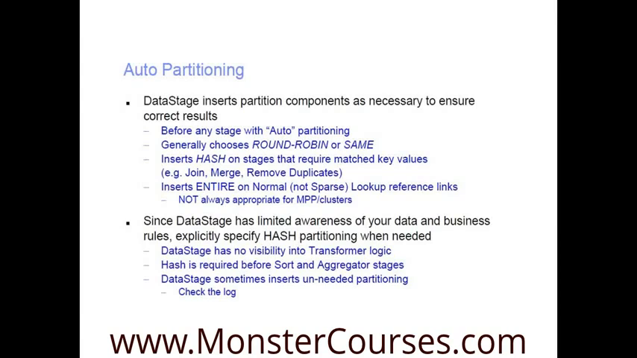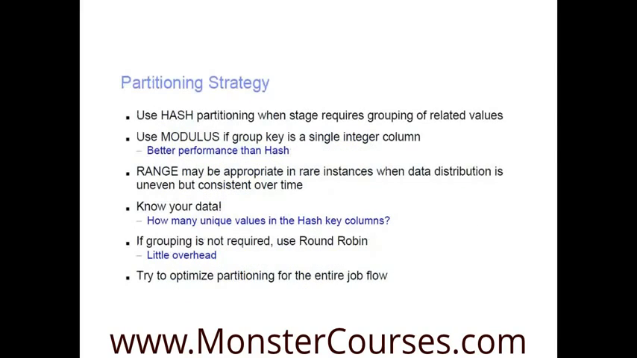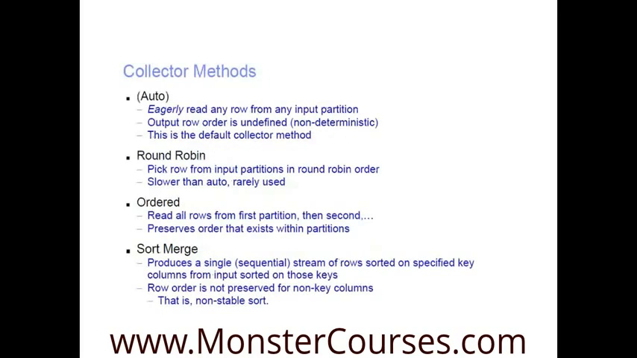Now the collector methods. These are the algorithms we use for collecting the data. Auto is fine anyhow. Round robin is where we pick the records from the different nodes into our stage. Ordered means first we get all the data from the first node, after that from the second node, after that from the third node.